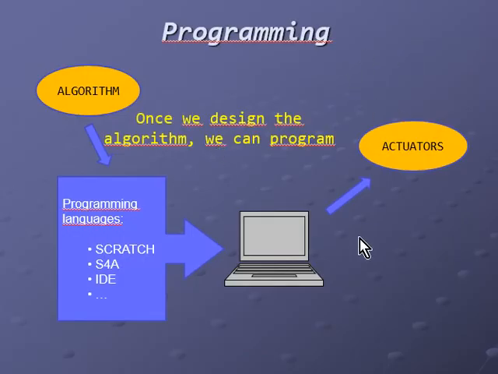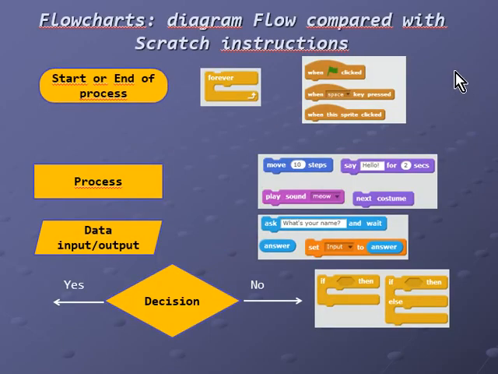In our system, when we have our computer and we have a program, the first thing we have to do is design the algorithm. Once we design it, we have to pass it to a program, Scratch, S4A, IDE, whatever, and then we put this program into the computer. To use something you already know, you remember when we programmed in Scratch, the start or end of a process is what we did using the green flag or pressing a key or a sprite. A process is an action that happens, for example, moving the sprite or saying something or playing music.